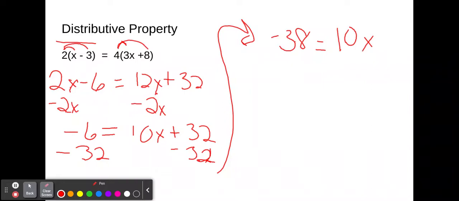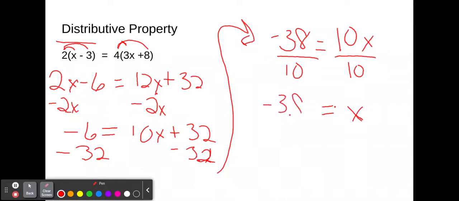This time I'm multiplying here with the x and the 10. So now I'm going to do the inverse operation, which means I'm going to divide. The 10 over the 10 gives us just 1x, so those are going to cancel with each other, essentially. And on this side, it doesn't come out evenly, but I can divide that out, and I will get a negative 3.8. That's just dividing by 10. So my answer is a negative 3.8.